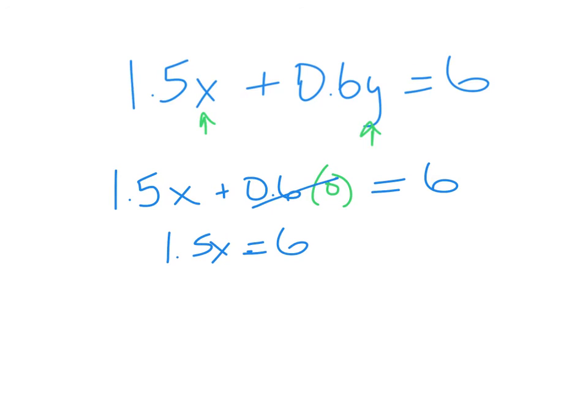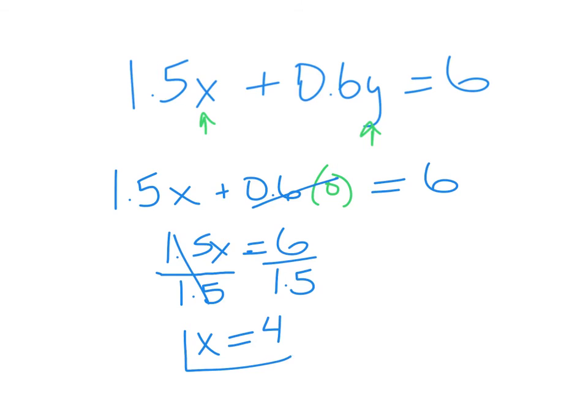How do I get the x by itself? You divide. Mm-hmm. Divide, yeah. So what is 6 divided by 1.5? 6 divided by 1.5 is 4. 1.5 times 4 would equal 6. Okay, so there's the x-intercept. You should be writing this in your journals, guys. Okay, so there's my x-intercept.